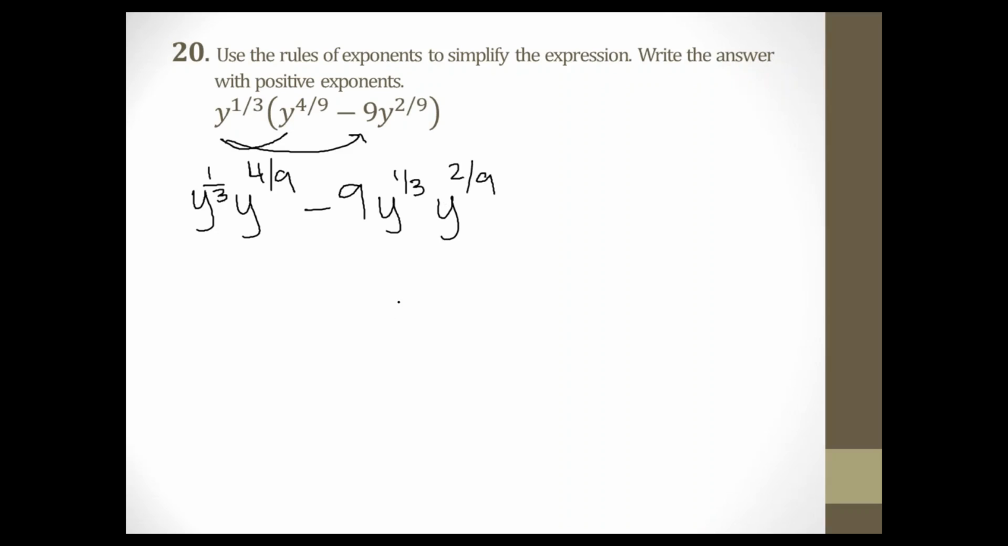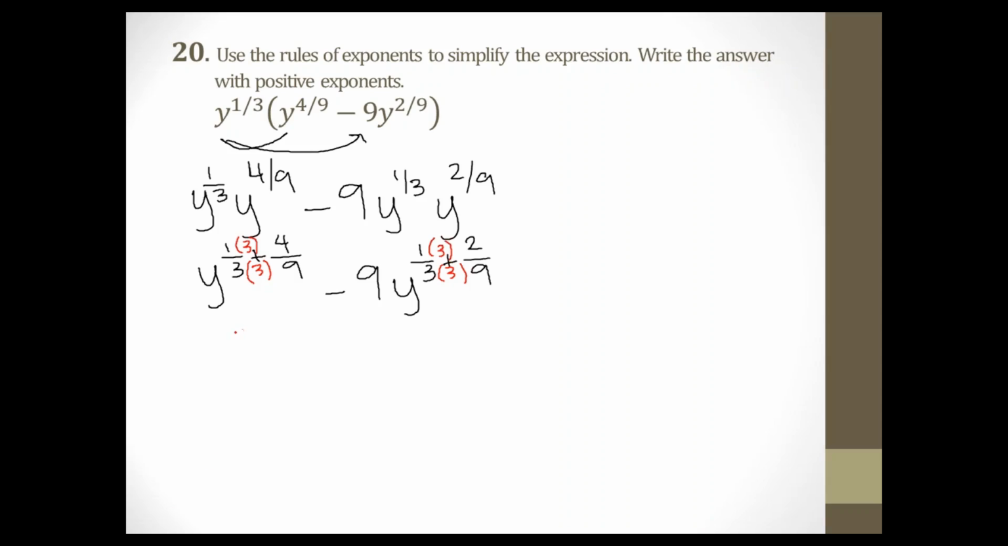Okay, so when you are multiplying expressions with exponents and they have the same base, you add the exponents. So that's y to the 1/3 plus 4/9 minus 9, and then we'll do the same thing here. y to the 1/3 plus 2/9. We need to get common denominators when we are adding or subtracting fractions. So I can change this 3 to a 9 and use 9 as my common denominator. If I multiply the bottom by 3, I want to multiply the top by 3. And then the same thing with my second fraction addition. Multiply the bottom by 3 and then the top by 3.